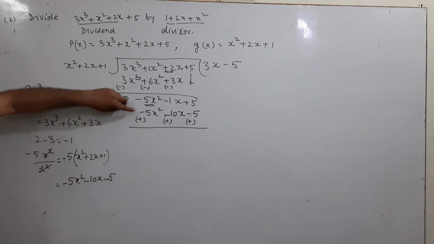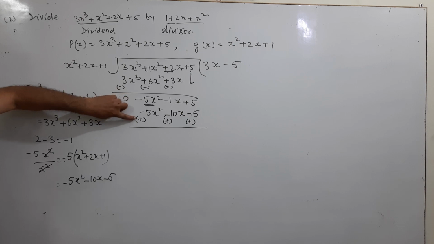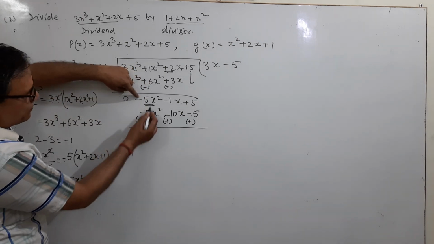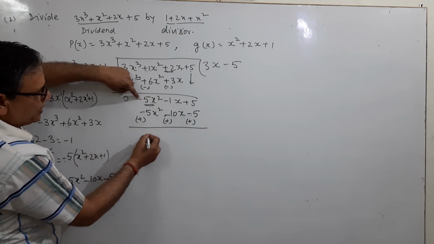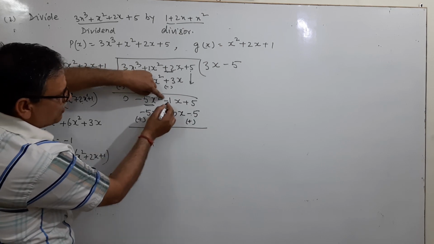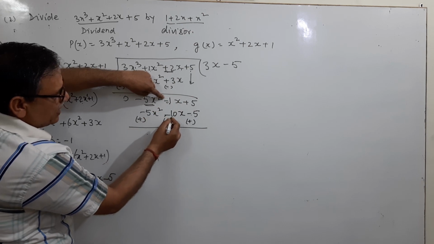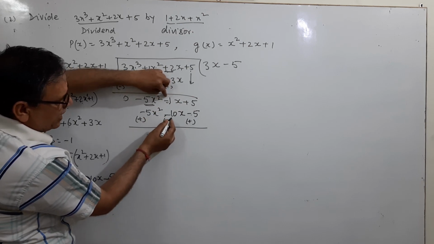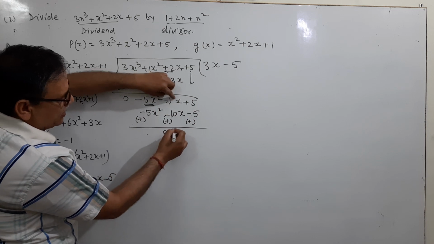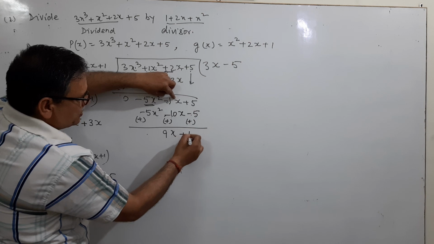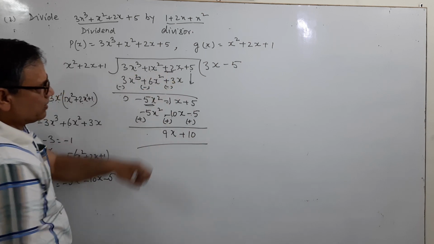Now when we solve, we will not assume this minus. We have to take this plus. Minus 5 plus minus 5 plus 5, both will cut, 0. Here is 0. And this is minus 1 and plus 10. Minus 1 plus 10 is 9. And here is x. This is your remainder.